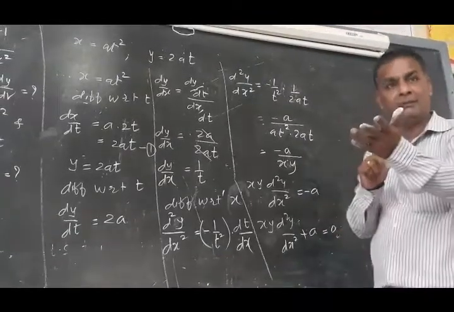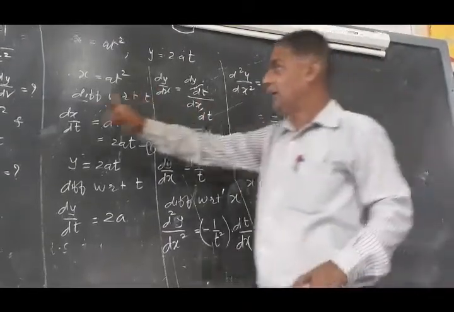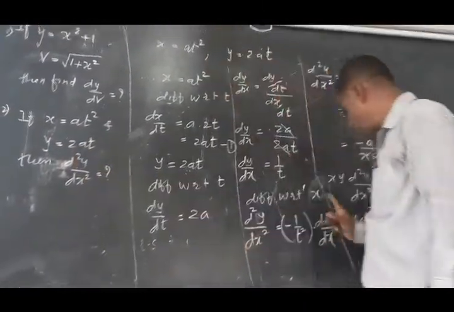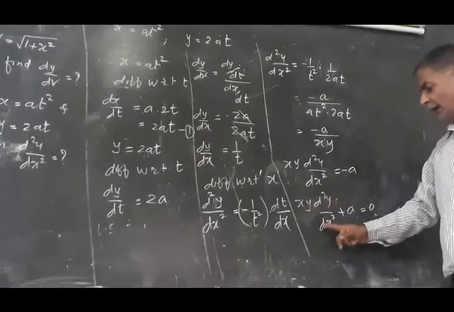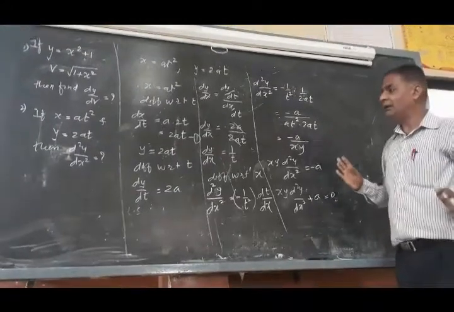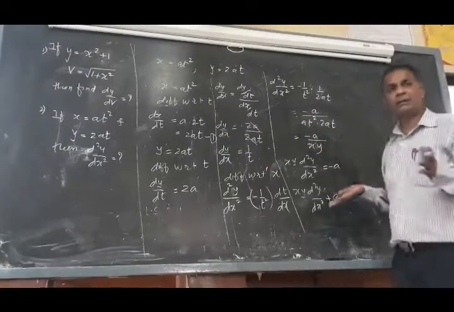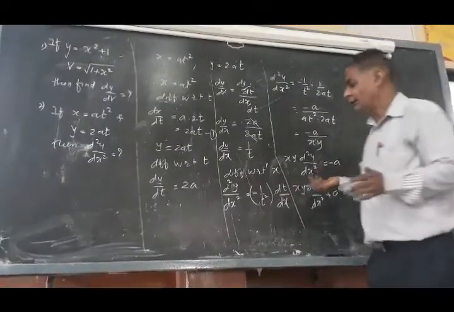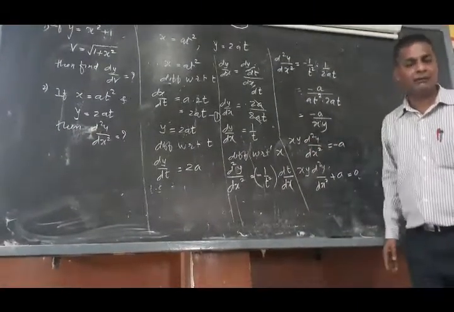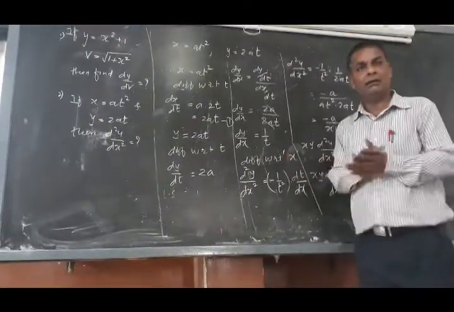In the second one, in the board exam, the same example appeared in this way: if x is equal to at square and y is equal to 2at, then show that xy d square y by dx square plus a is equal to 0. So this example always appears for the board exam as well as in the MCQ system in different ways. Understood? These are examples we have always seen in the parametric form. Such types of examples, we can see more examples in this parametric form.